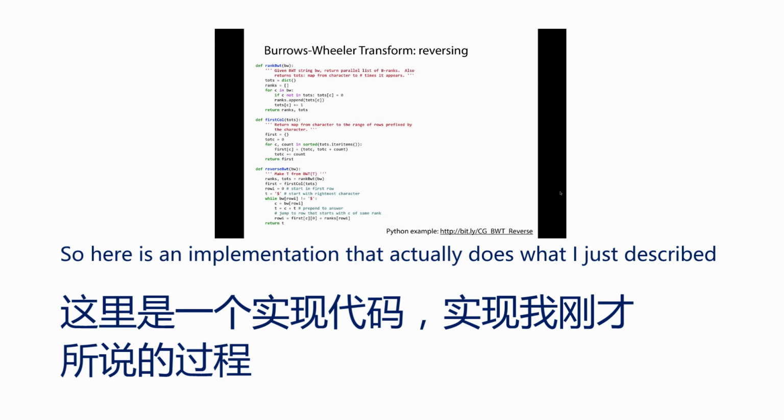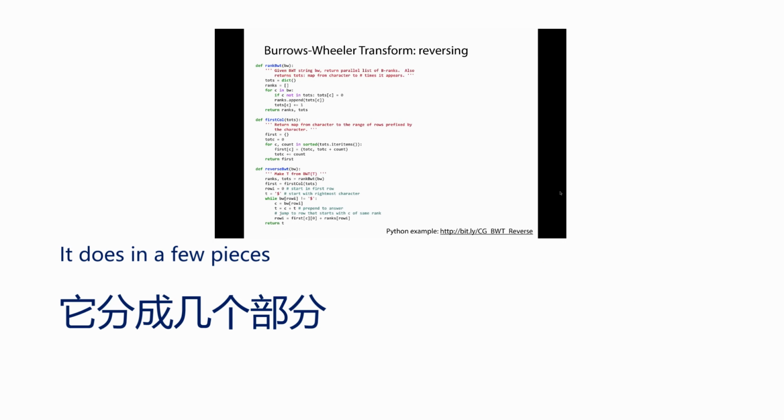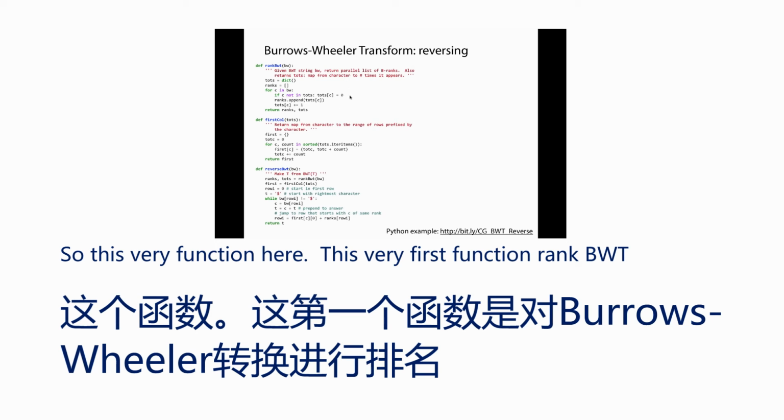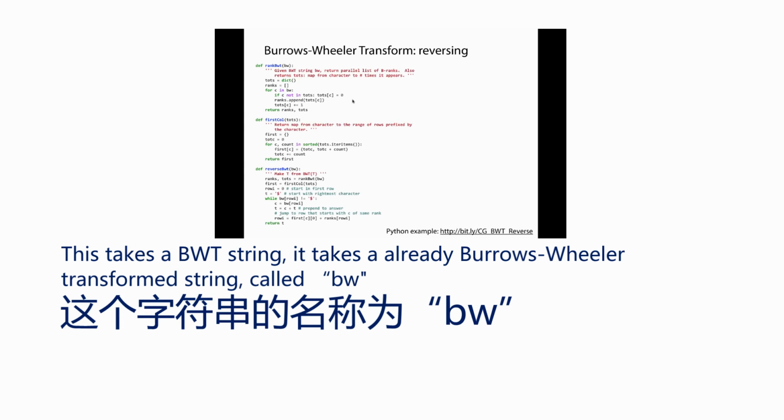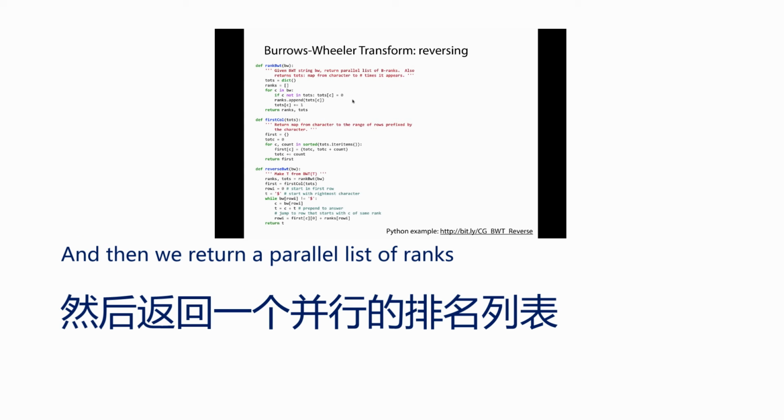So here's an implementation that actually does what I just described. It does it in a few pieces. This very first function here, rankBWT, takes a BWT string, an already Burrows-Wheeler transformed string called BW, and then it returns a parallel list of ranks.